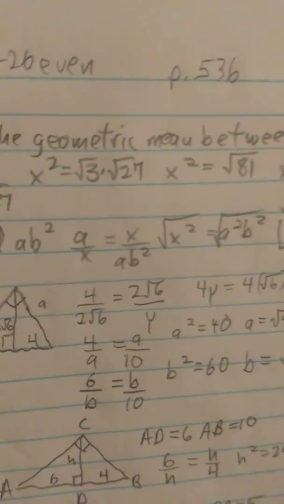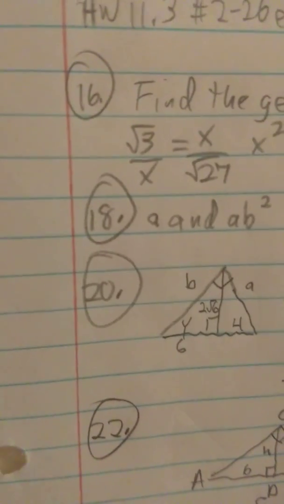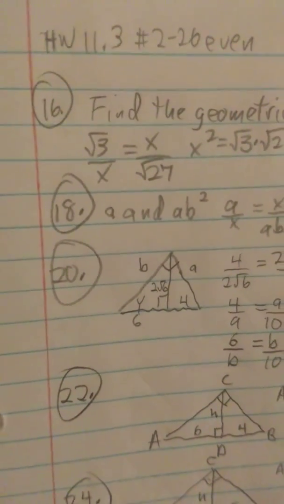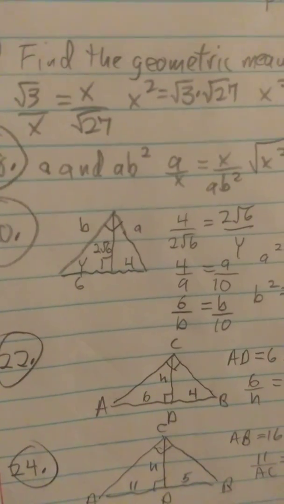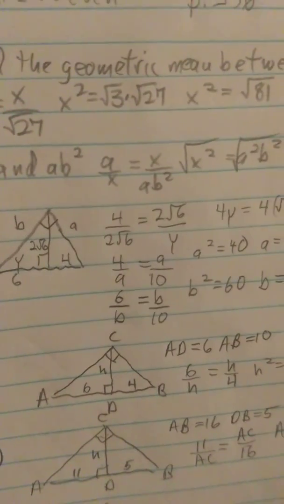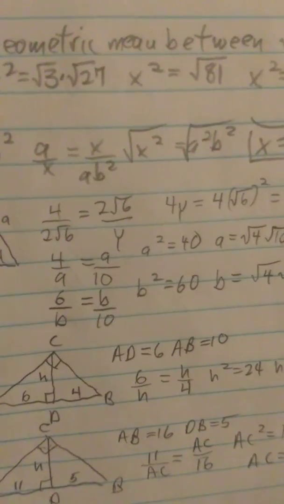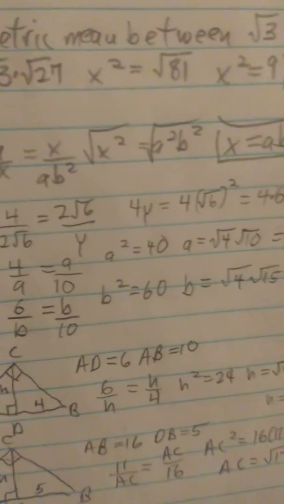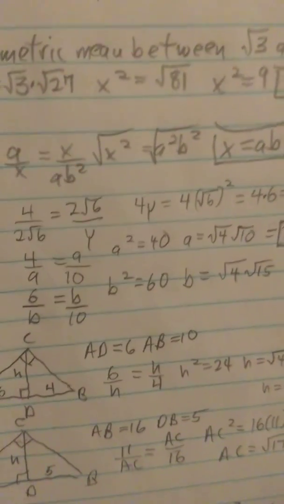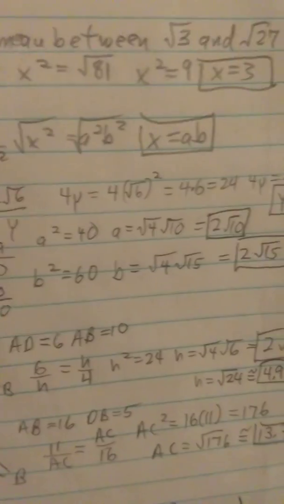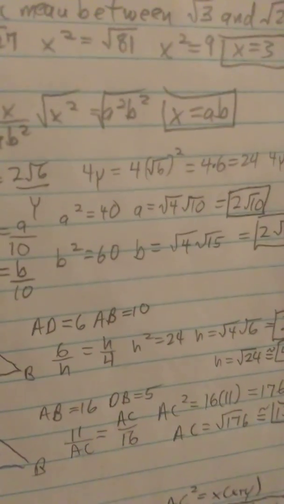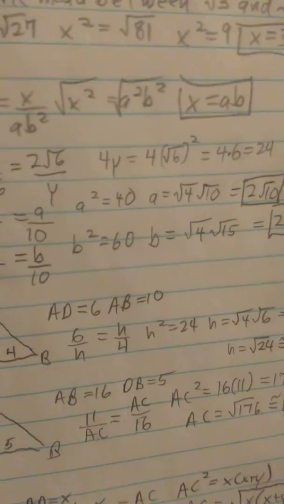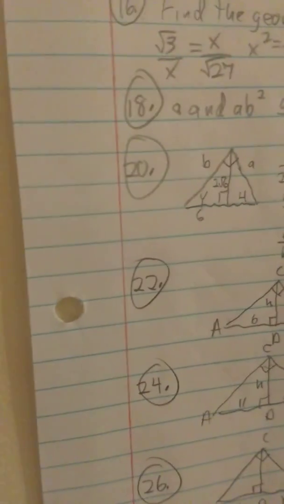Okay, now for 16, they ask us to get the geometric mean between square root of 3 and square root of 27. So remember our normal setup. That'll give us x squared is square root of 3 times square root of 27, or x squared is equal to the square root of 81. The square root of 81 is 9, and then we take the square root again, so that the square root of 9 is 3, because we had to get the square root of 81 first to be x squared.